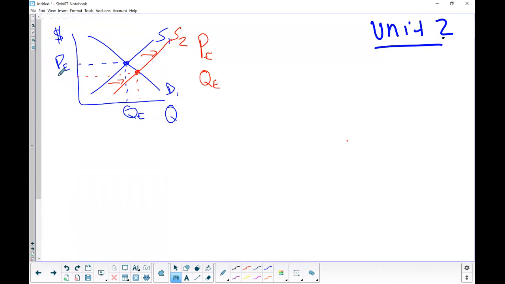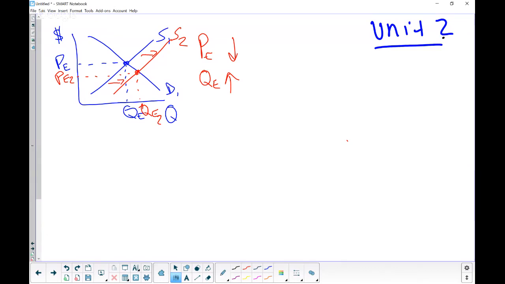Yes, Caitlin, we'll go over the difference between change in quantity and change in demand. Good concept to go over. So there's your difference. You have PE2 and then QE2 here. Again, in this case, we went price down and quantity up.